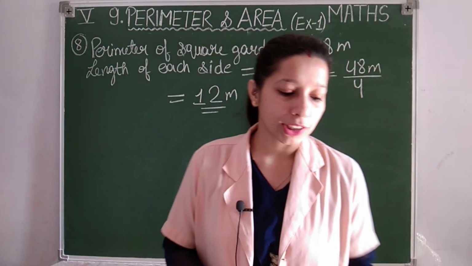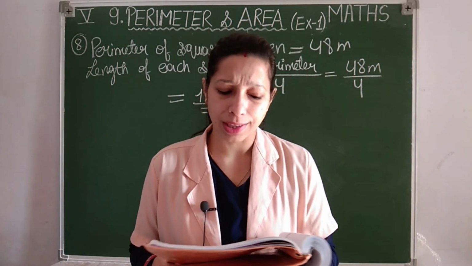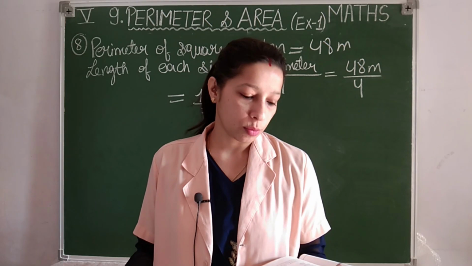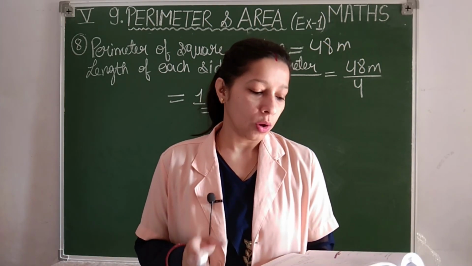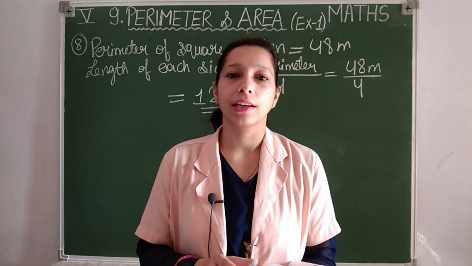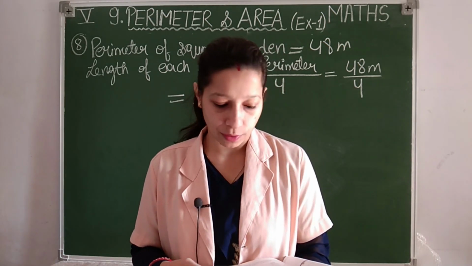Okay students, now question number 9 will be your homework. Simple question. Find the perimeter of square whose sides are of the lengths given below. So simply the sides of square are given to you, you are going to find the perimeter for it.